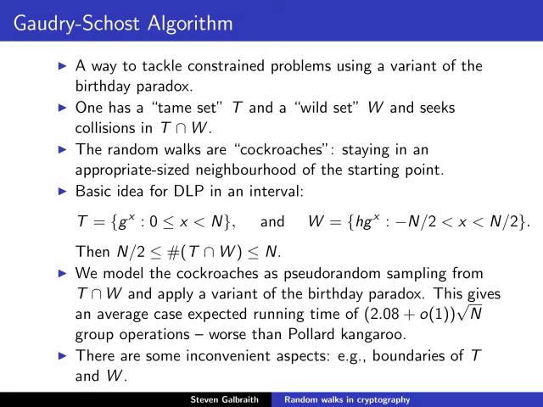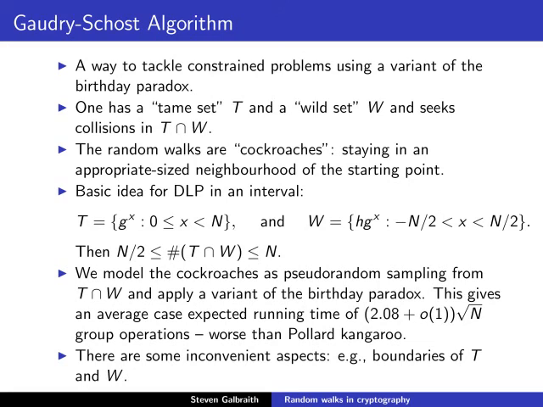But Gaudry and Schost have an algorithm that is based on the birthday paradox, but it can be used for things like the discrete log in an interval. So I'm going to tell you a sketch of how it works in this case of the interval. You have a tame set, some subset of your group, and a wild set. You're going to have random walks that attempt to sample uniformly from T, and to sample uniformly from W, and then you're hoping for a collision in the region where these sets intersect.